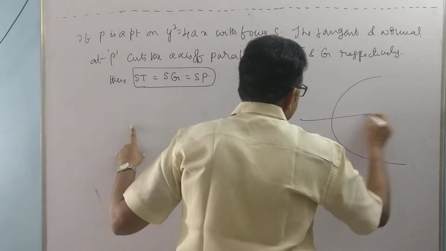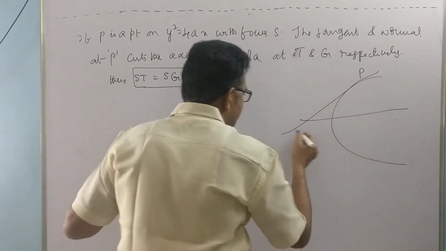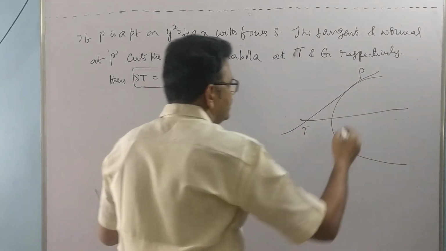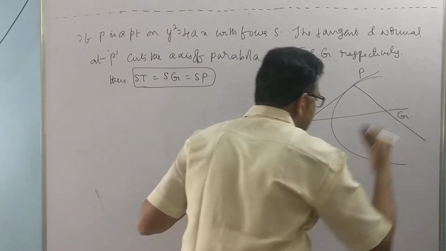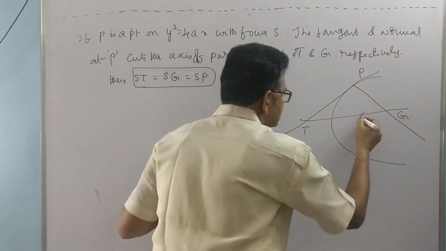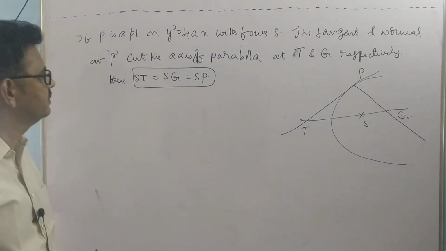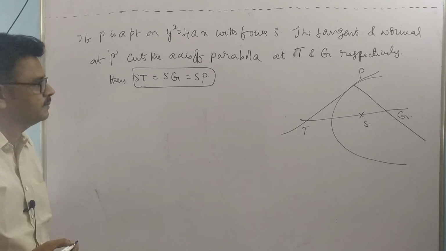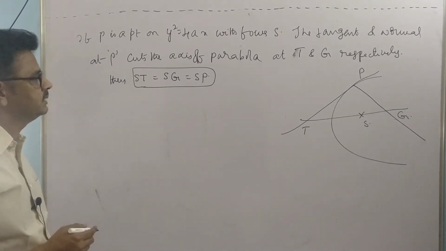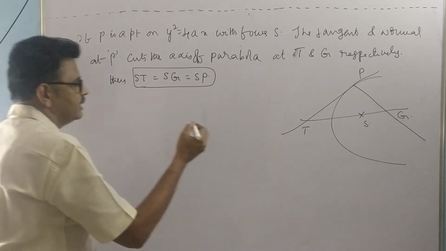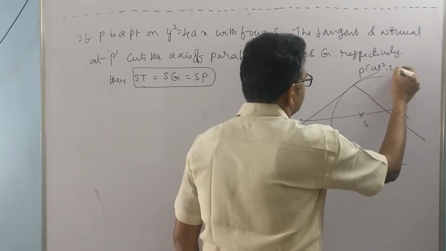P is a point. The tangent at the point P cuts the axis in T, and the normal at the point P cuts the axis in G, where S is the focus. Then the property is ST is equal to SG is equal to SP. Now the coordinates of P are at square comma 2at.